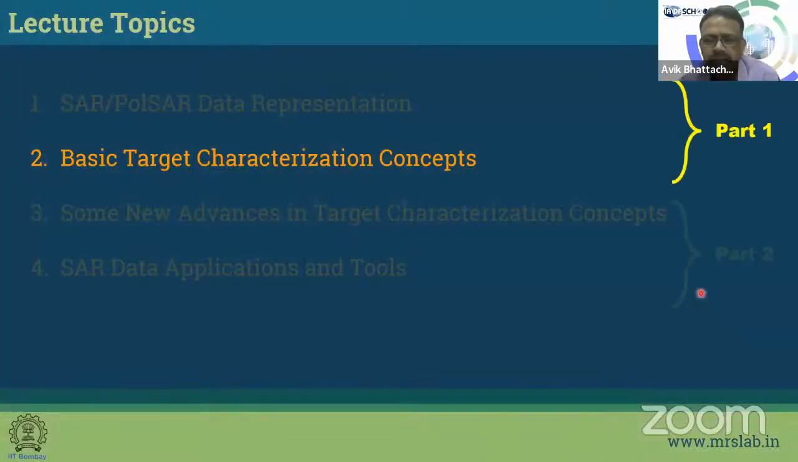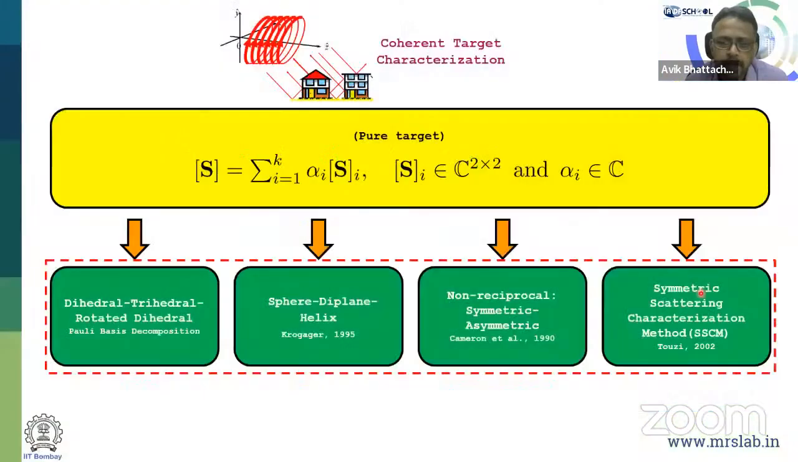We go into some of the basic target characterization concepts. Now, what is the idea? The idea is that when we have this measured S matrix, can I just break it up into constituent elements in which I can say that each one of them is characterizing a particular kind of a target? And this is the coherent target characterization, or the coherent target decomposition. So you are trying to decompose a measured S matrix into some constituent S matrix, which are some of the elementary targets which are known a priori.